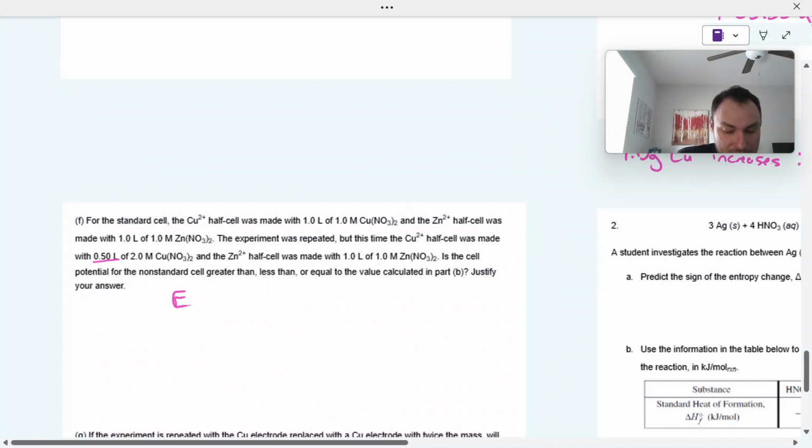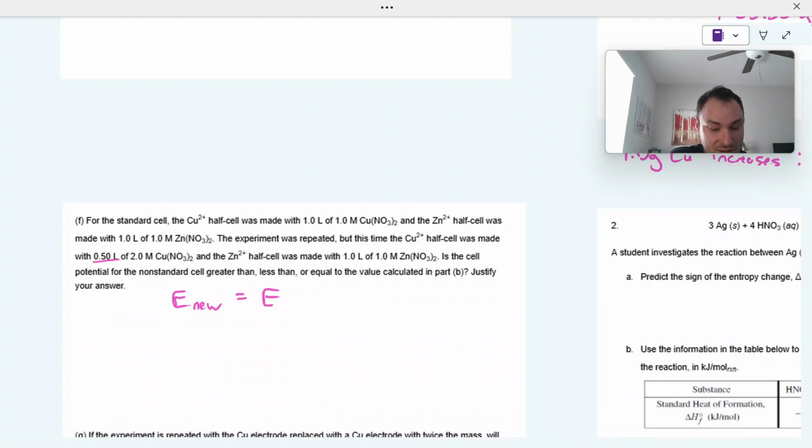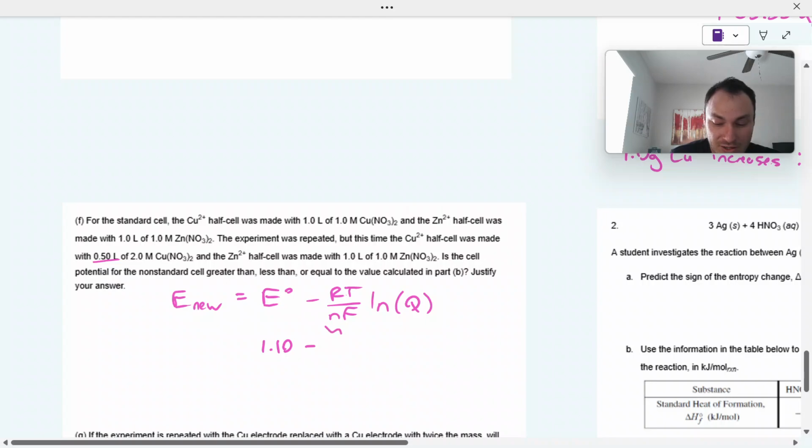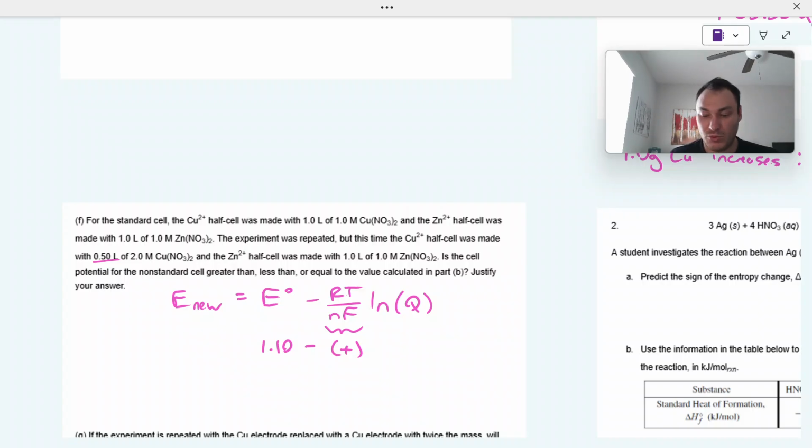So I'm going to label this as the new voltage is equal to the E at the standard cell minus RT over NF times natural log of Q. So what that means is that if Q is greater than 1, we are going to go down in voltage. If Q is less than 1, we're going to go up in voltage. Because here's our old voltage, which was 1.10. All of this stuff right here is positive. And if Q is greater than 1, that means the natural log of Q will be a positive, because the natural log of any number greater than 1 is a positive.